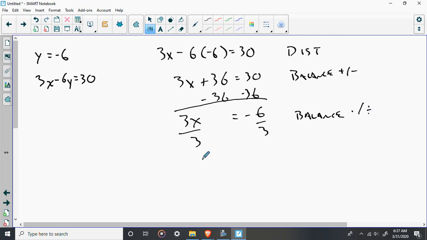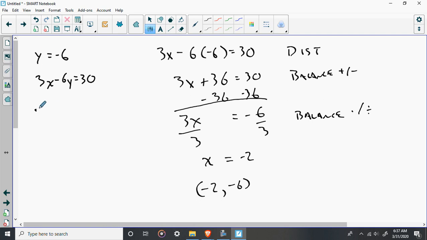Okay, and what do we got? X is equal to negative 2. And again, if you want to check your answer, you can plug it back into this other one to make sure it works. Again, though, we know that x is negative 2 and y is negative 6. There's no second part. There's no solving because they actually told you what y was from the get-go.